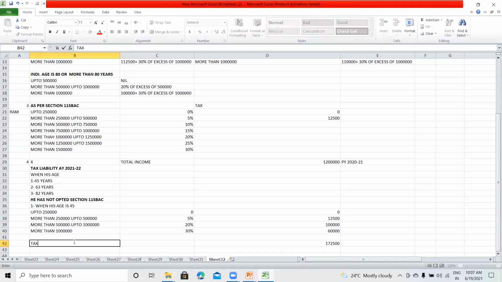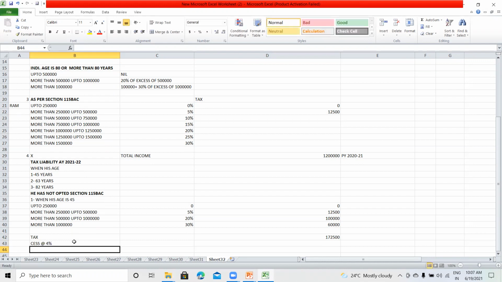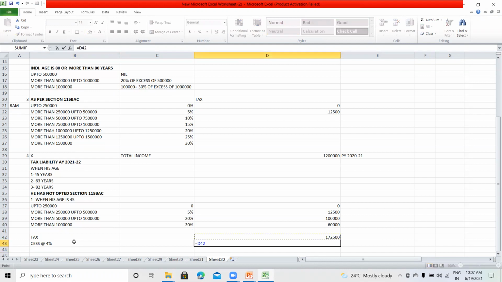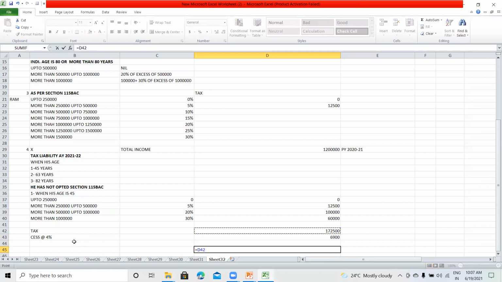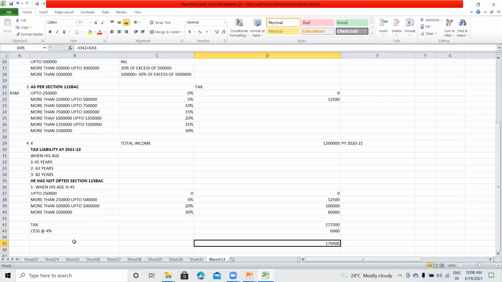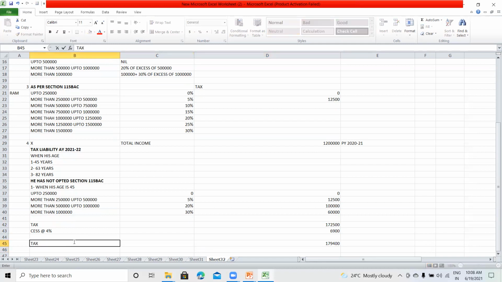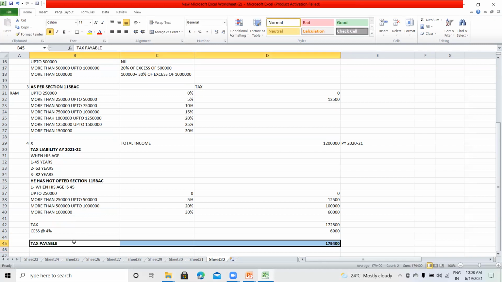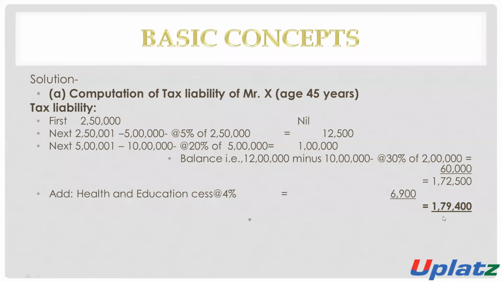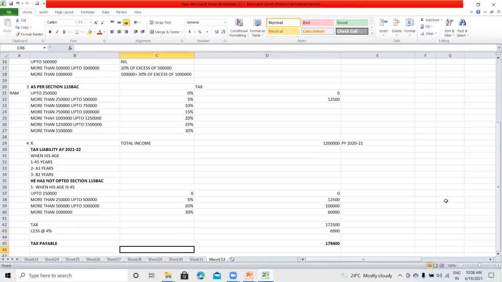This is the tax. Now we will add cess at the rate of 4%. So the cess will be this amount into 4%. So the total tax payable will be 1,79,400. This is the total tax payable in the case when his age is 45.